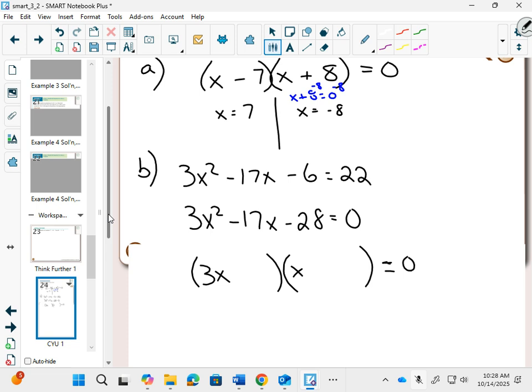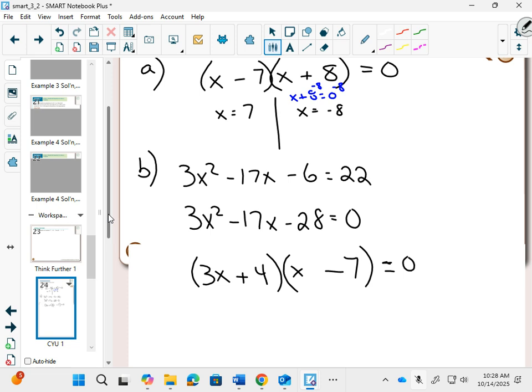7 here and 4 here would make 12 and 7. That doesn't make 17. But 7 here and 4 here would make 21 and 4. 21 and subtract 4 would be 17, right? So I'm going to try that, the 7 here and the 4 here. I need a negative 17, so I would need a negative 21 and a plus 4. Does it still give me the negative 28? Yes.